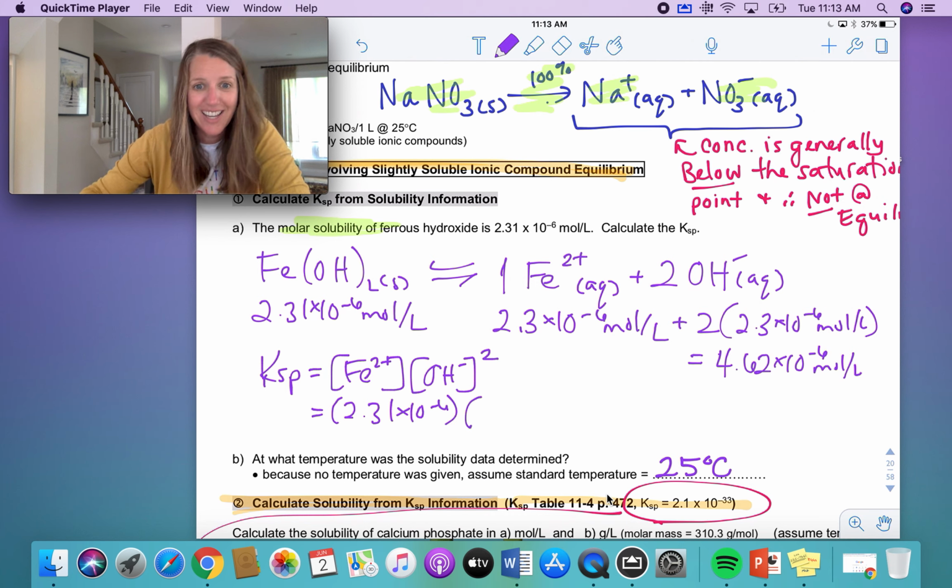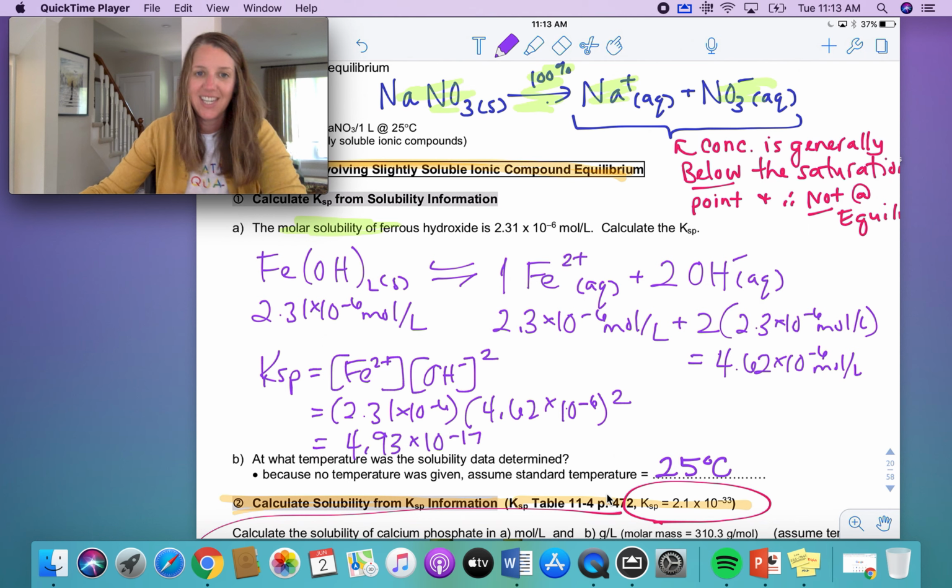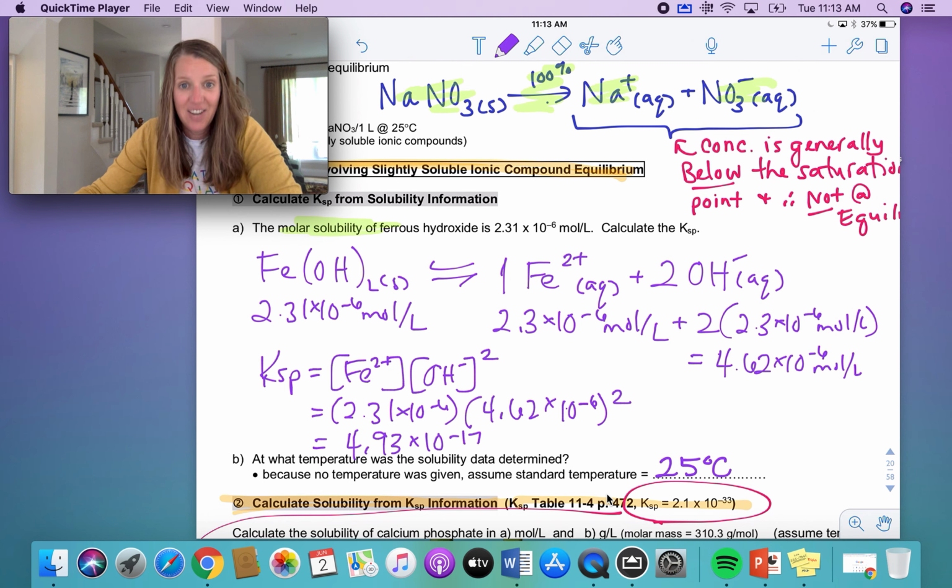My hydroxide ion concentration is twice as many because for every iron hydroxide that dissolves, I get 1 ion of iron and 2 ions of hydroxide, for 4.62 times 10 to the negative 6. And that is still squared. Calculate the K value and it would be 4.93 times 10 to the negative 17. That is calculating the Ksp given the solubility that you know.